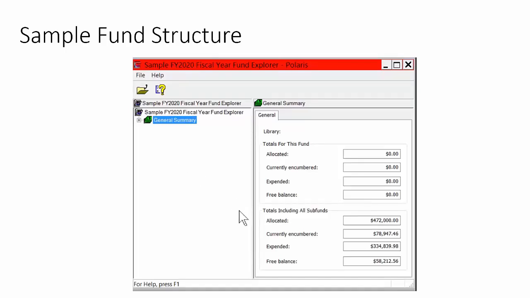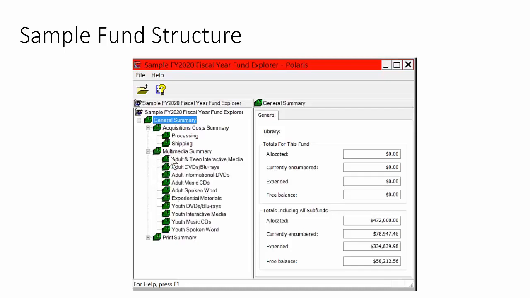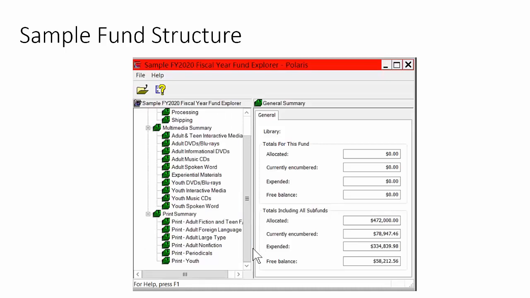Underneath this general fund are three subfunds: acquisition costs, multimedia, and print. Now, underneath each of those are additional subfunds that break their parent fund down into more specific purchasing areas. For example, multimedia is broken down into subfunds representing audience and format, such as adult DVDs and Blu-rays. The library can then view the total amount allocated, encumbered, expended, and remaining for each subfund and for each parent fund.